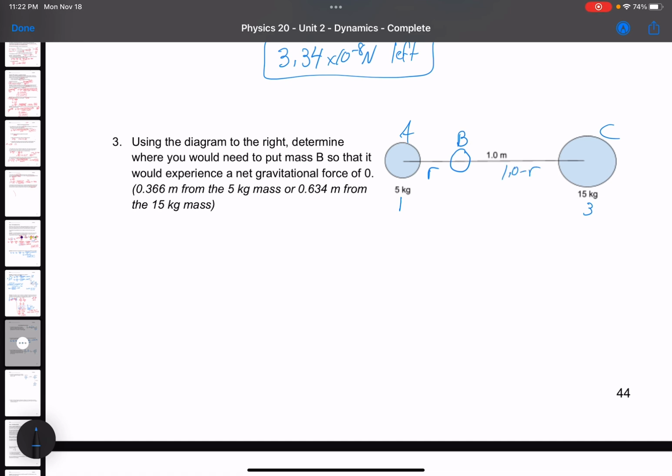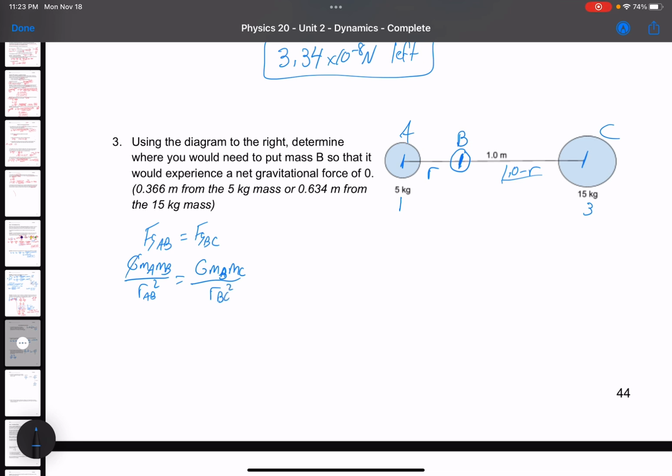Okay. So again, if the distance from here to here is say like 30 centimeters, then the distance from the middle to here would be 70 centimeters because the two put together have to add to be 1 meter. So this one is basically 1 subtract whatever the other one is. Okay, so the force of gravity between A and B has to equal the force of gravity between B and C. So it's G, mass of A, mass of B, over the radius between A and B squared, and G, mass of B, mass of C, over the radius of B and C squared.